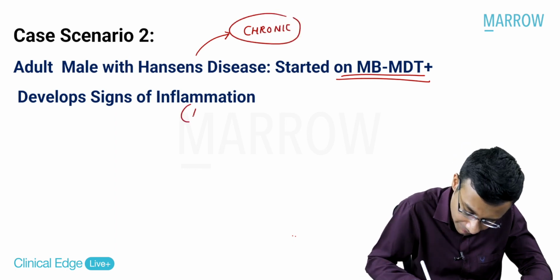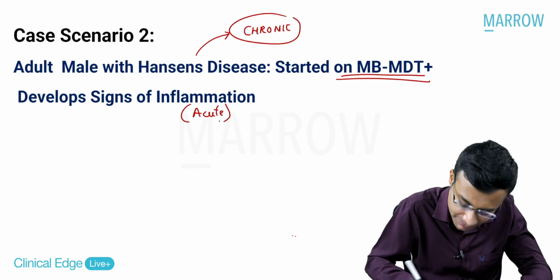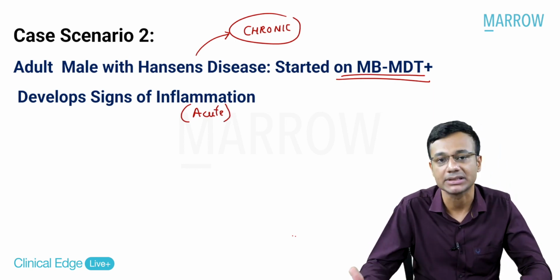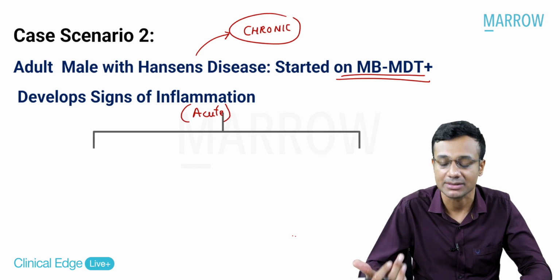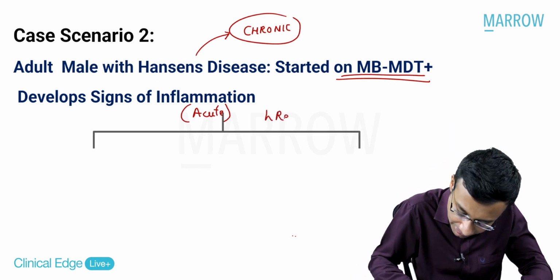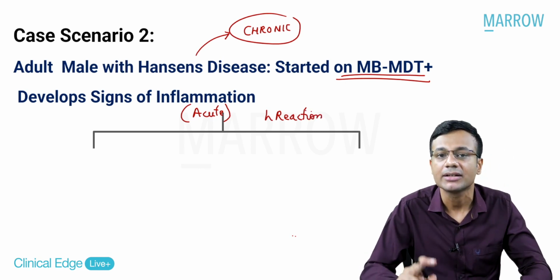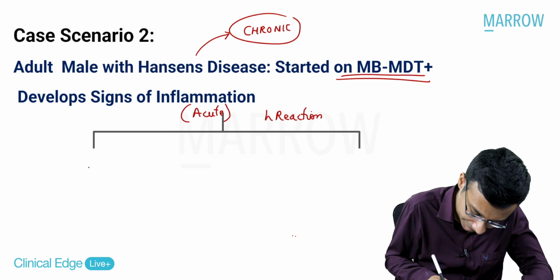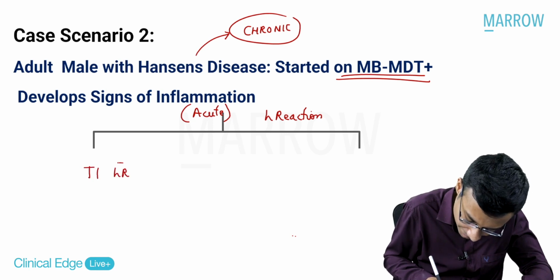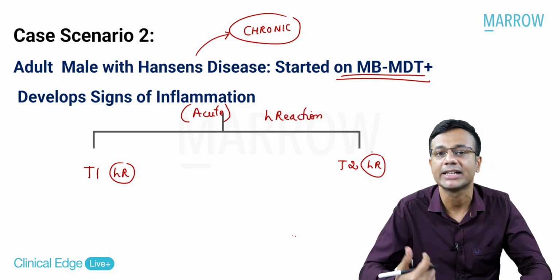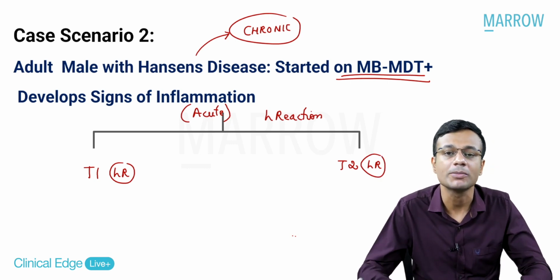And here, what the question is trying to tell us is, in a chronic process like Hansen's, if something acute happens, what is my diagnosis? My diagnosis will be lepra reaction. There are two important forms in India to consider. Number one, type 1 lepra reaction and type 2 lepra reaction. These are the two forms of lepra reaction.